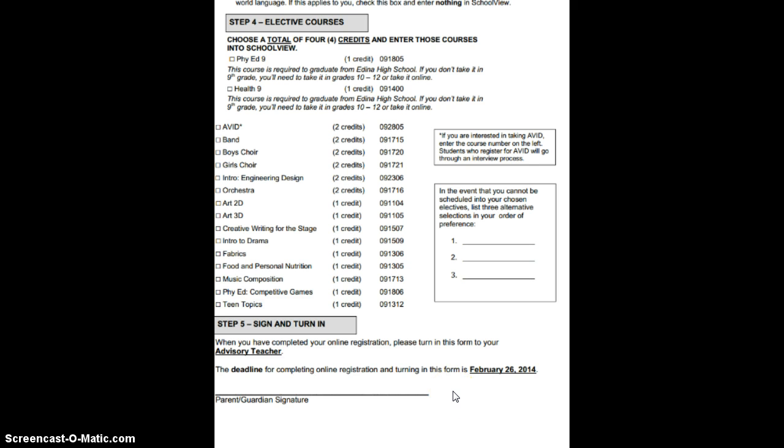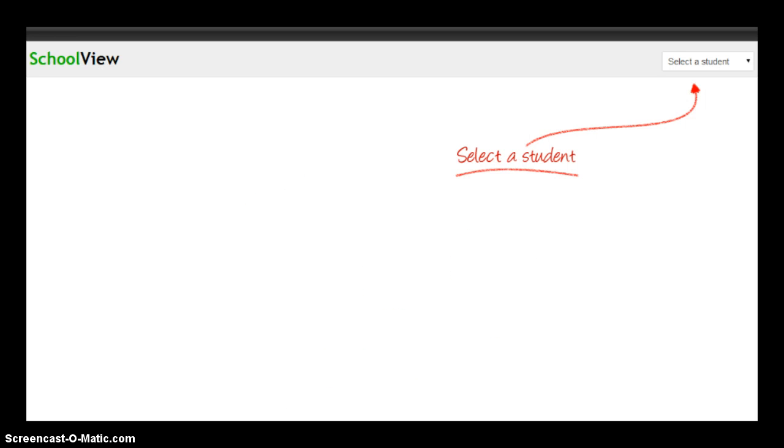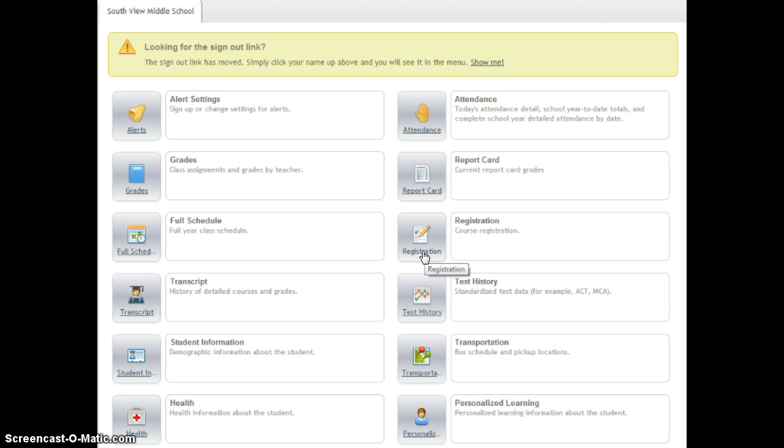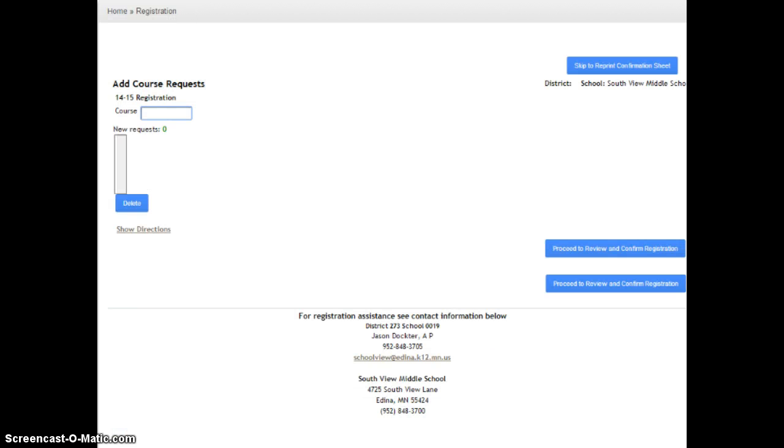Our next step along the way will be to look at how to register in SchoolView. When you go into SchoolView, and you're accustomed to this if you've been in SchoolView, you will select a student if you have more than one student in the district. And that will bring you to this page. You'll see somewhere on the page a link for registration. Click the link for registration, and that will bring you to this page, the actual registration page. On this page, you'll enter all of those 6-digit numbers in this box one at a time.